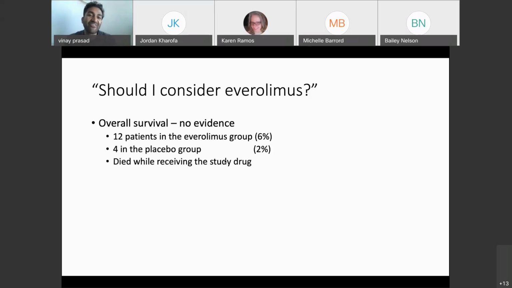And I guess in this case, I have to say, admittedly, there is no clear and convincing evidence we're going to improve OS. In fact, if you look at deaths on treatment, there were 12 patients or 6% in the treatment group that died while on study, and only 4 in the placebo group or 2%.